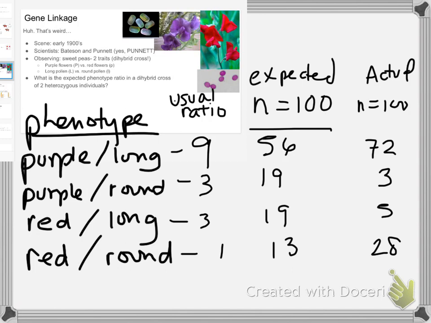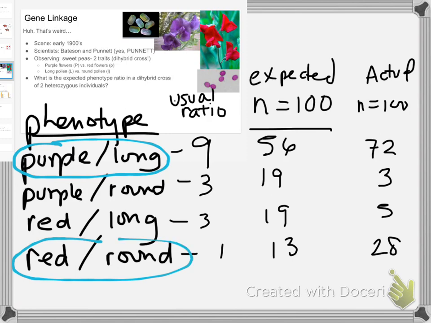Oh. Well, that's weird. So it's almost as though the dominant gene for flower color and the dominant gene for pollen shape are somehow linked together. They almost always go together. It's almost as though the recessive gene for flower color and the recessive gene for pollen shape are somehow linked together, like they always go together. Have you ever observed any other traits in any species that remind you of this? What do you think?